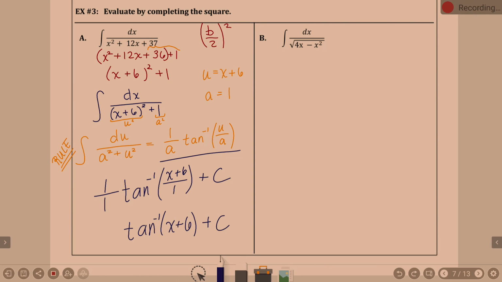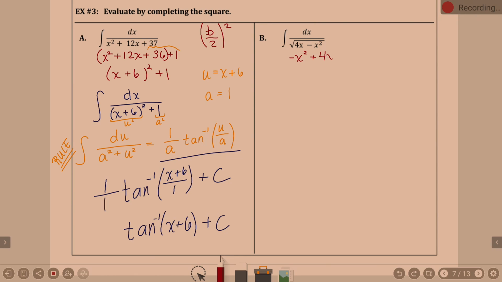I'm not going to write the whole thing out right now. We're just going to worry about 4x minus x squared, kind of like over here. I'll worry about that, then I'll come back and put it back together. Now, 4x minus x squared. Let's reverse that: negative x squared plus 4x.